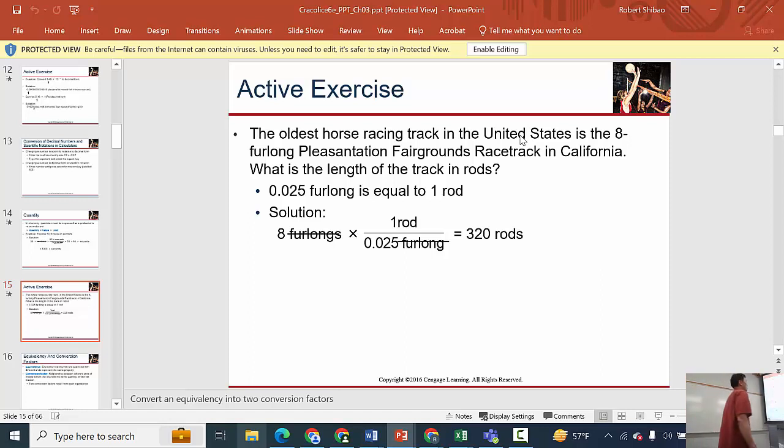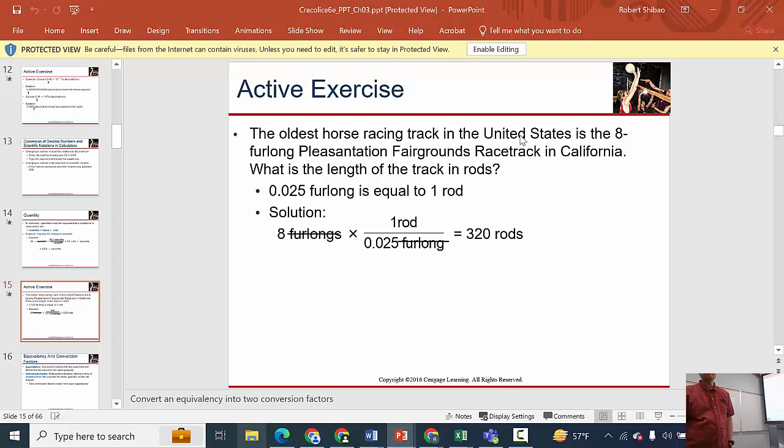So the oldest horse racing track in the United States is the 8 furlong Pleasanton Fairgrounds racetrack in California. What is the length of the track in rods? Furlong and rods, I have no idea. But we're given 8 furlongs here, and we need this. And they tell us 0.025 furlongs is equal to 1 rod. So 1 rod per 0.025 furlongs. And we've got to make sure it cancels out. And so this is a relationship between rods and furlongs. And if the furlongs cancel out, that'll just leave us with rods. So this is what we call dimensional analysis.